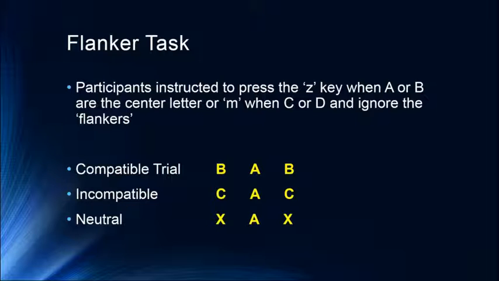So the measure in these studies is reaction time. And so compatible trials are the fastest, incompatible trials are the slowest, and then here we have neutral flankers that have no relevance whatsoever to the task, and they're right there in the middle between compatible trials and incompatible trials.